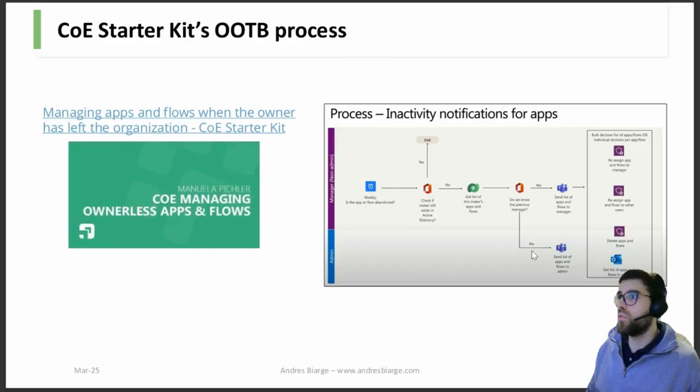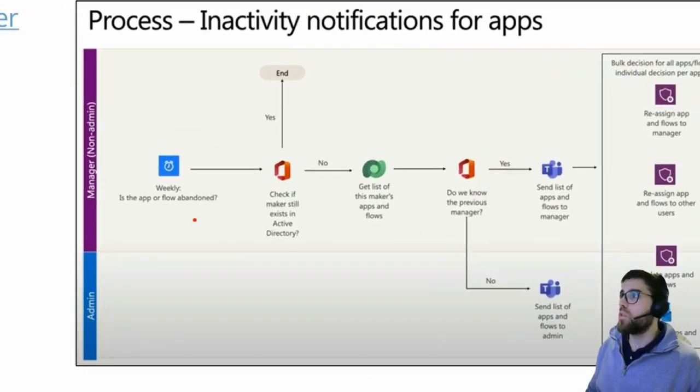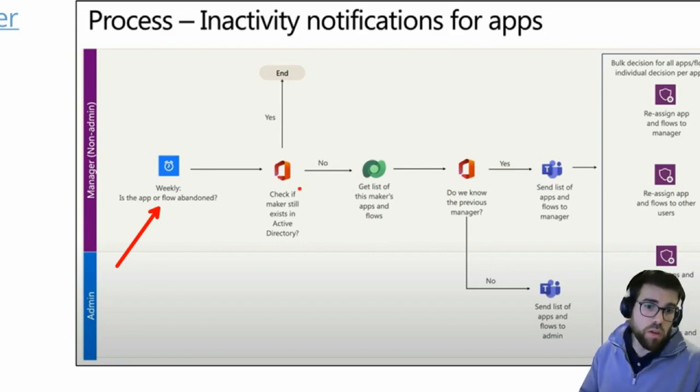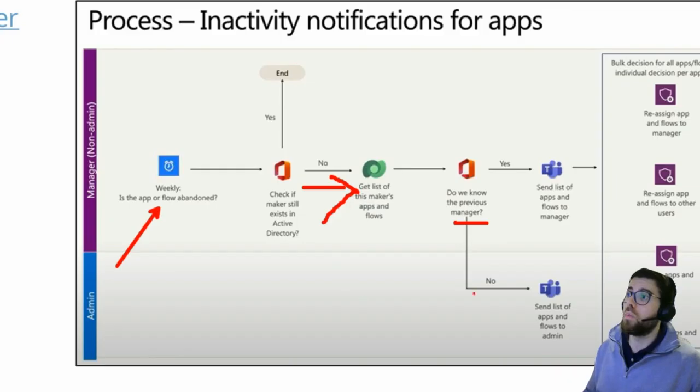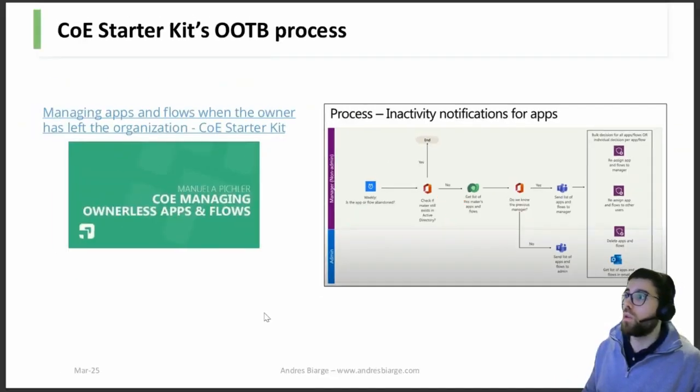If we take a look at the workflow, it runs every week, and it checks whether the makers we have in the Center of Excellence are orphaned or not. If they are orphaned, we go this route, and what we do is get all Canvas apps and flows assigned to that maker, and contact the manager and ask the manager, for each of those resources, what do you want to do? Do you want to assign the ownership to another person, or delete them? And that's what this workflow does.